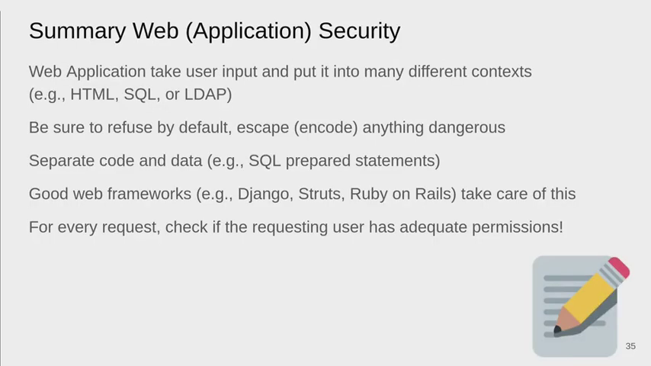Cool. So for web application security, web applications take user input and put it into many different contexts. Be sure to refuse by default, right? Always escape, encode anything that's dangerous, separate code and data, as with SQL prepared statements. Oftentimes, good web application frameworks already take care of filtering in different ways or forms. For every request, check if the requesting user has adequate permissions and validate the session. If not, redirect to the login.